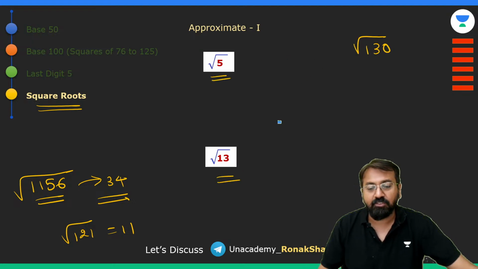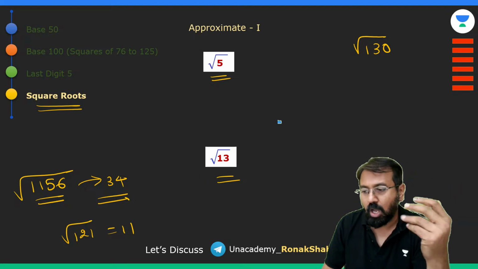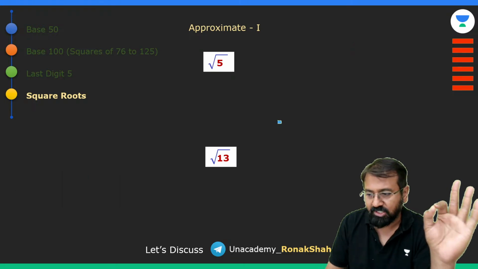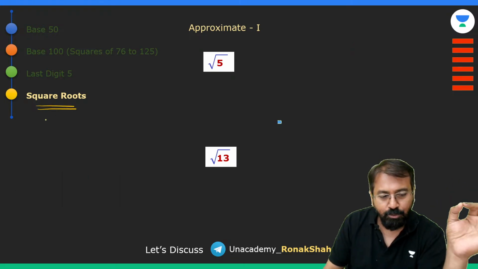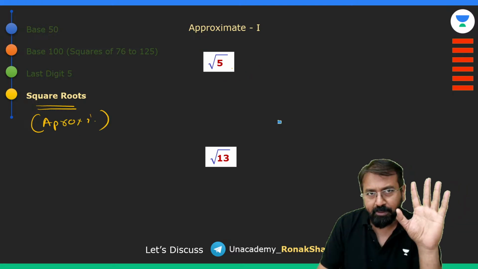What is square root of 13? We want to find out almost accurate value up to 2 decimal places. So how can I do it? Right? That is what I'm teaching right now. So guys, approximate value of square root. Okay. So let's understand, and it's going to be pretty accurate.